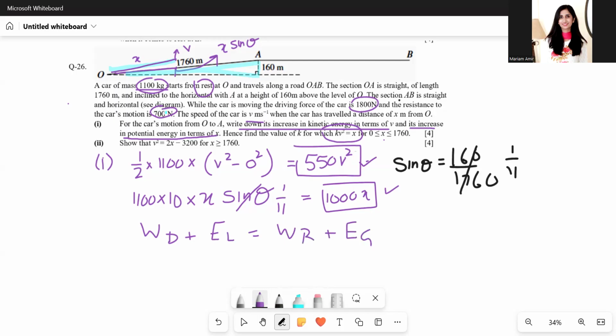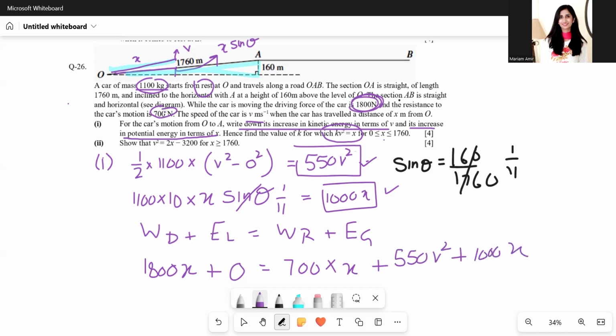Work done by the driving force would be 1800 times X, which is the distance covered, plus loss in energy. Potential energy has increased and kinetic energy has also increased, so there's no loss in energy, so 0 here. This is equal to work done by the resisting force. The resistance is 700 newtons and the distance covered is X, plus gain in energy. Both the kinetic energy and potential energy are increasing, so there are two gains, 550 V squared plus 1000X.